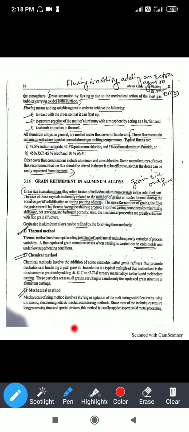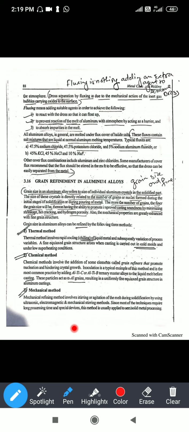Obviously, if the grain structure is very good, the mechanical properties are also good. The grain size in aluminum alloys can be refined by the following three methods: thermal method, chemical method, and mechanical method. Now let us see how to control the grain size to the proper size. The more grains, the finer the grain size, and this has the ability to improve casting soundness and reduce shrinkage and hot cracks.